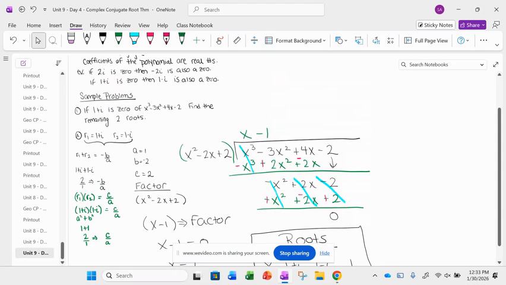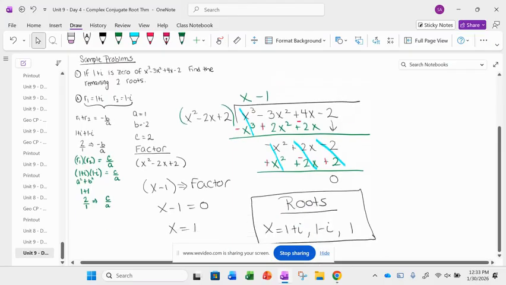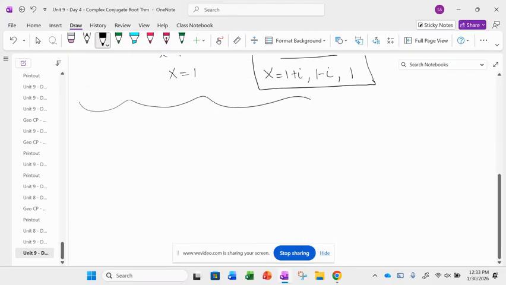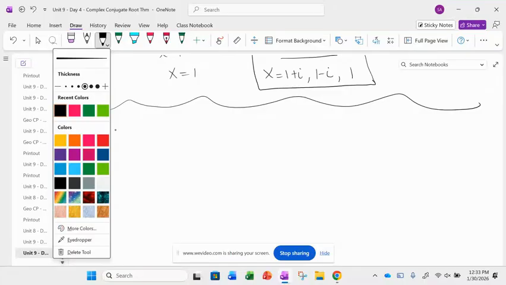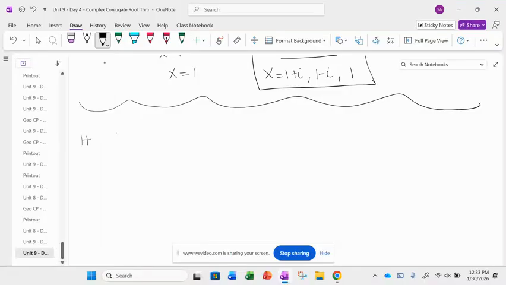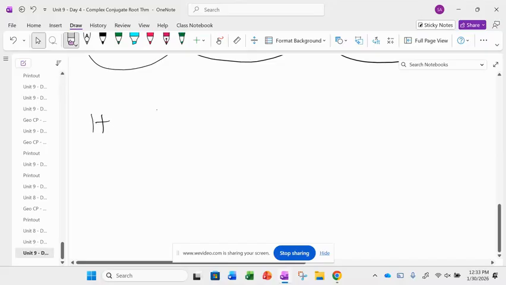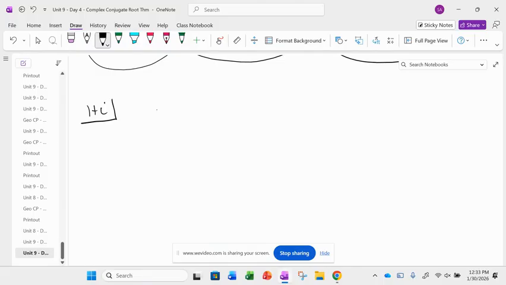So every time we use synthetic, how many degrees does it go down? 1 degree. So this is another way we could have done this. I'm going to put 1 plus i in the box. And every exponent's accounted for, so we're okay. I have 1, -3, 4, and -2. Bring down the 1. 1 times 1 plus i is 1 plus i. -3 plus 1 plus i is -2 plus i.